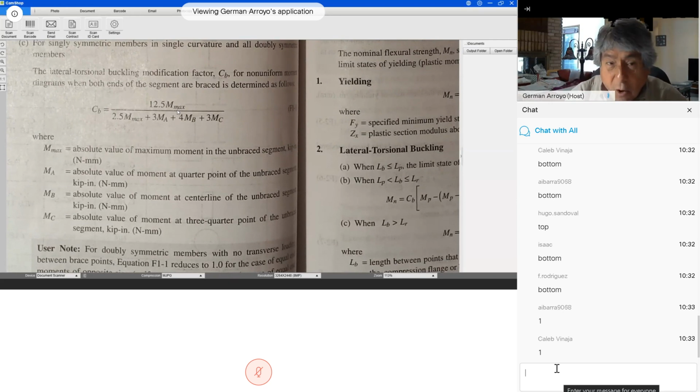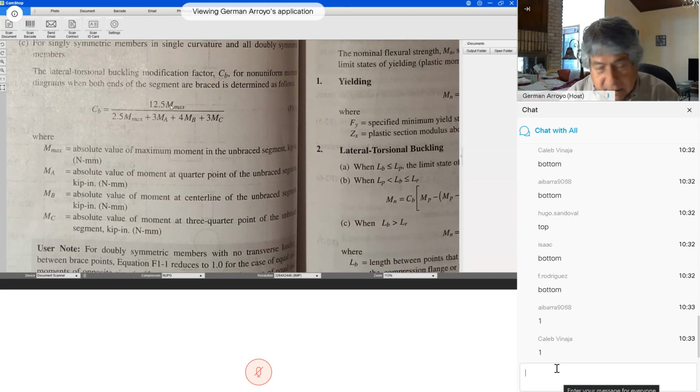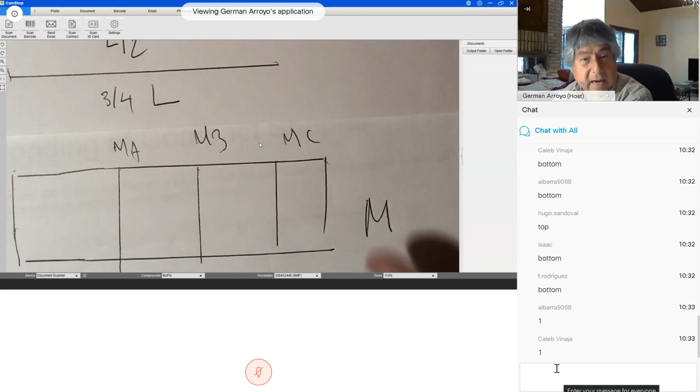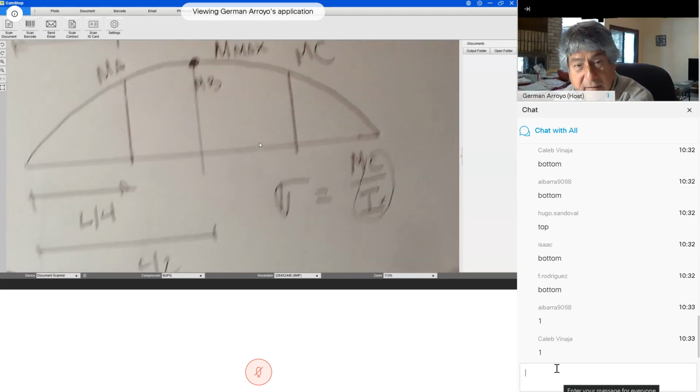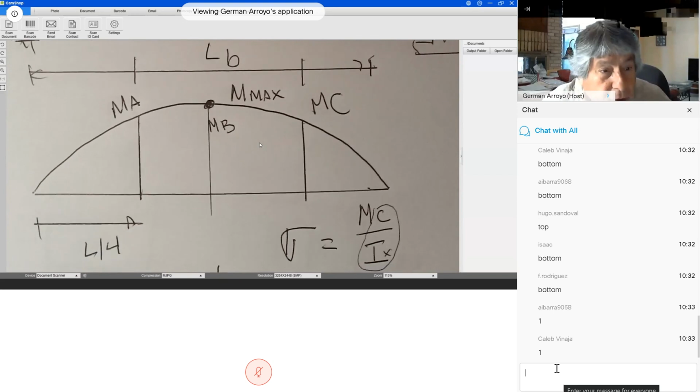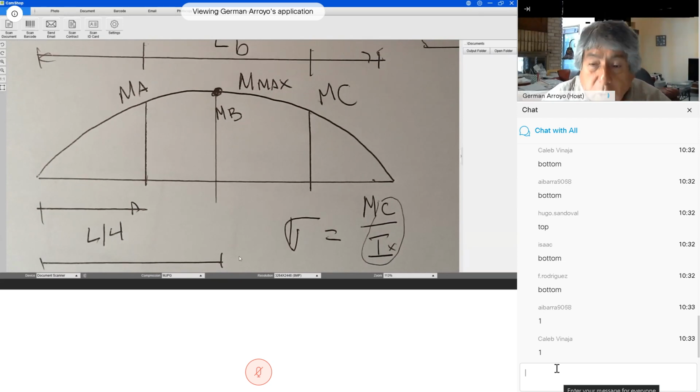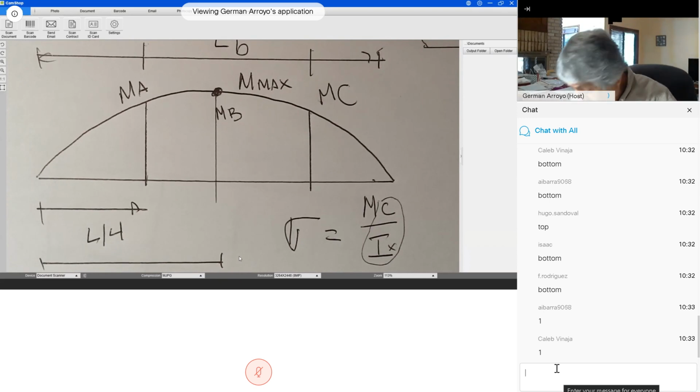For the exam, for the homework, I want you to always compute the value of C sub B for the cases given in the program. For instance, in this case, since the moment is non-uniform, C sub B is going to be larger than 1. That used to be called the moment gradient because it shows how the moment changed. Today, it's called the lateral torsional buckling modification factor, but it's the same.